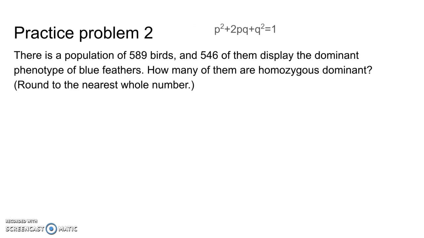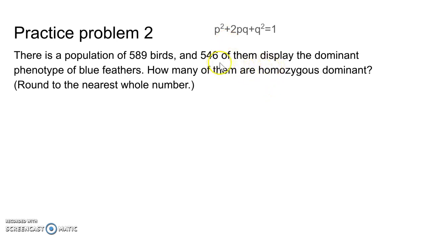All right, so let's do another practice problem. Now I'm looking at a population of birds, and 546 of them display the dominant phenotype of blue feathers. How many of them are homozygous dominant? Okay, so what I'm being asked to solve for is essentially the p-squared value that I'm going to need. Okay, great, I can do that.